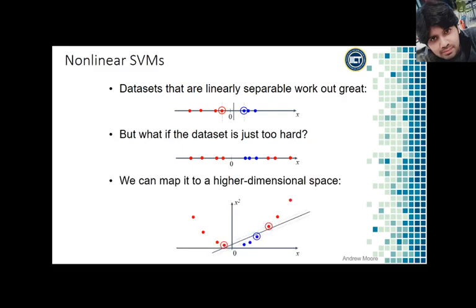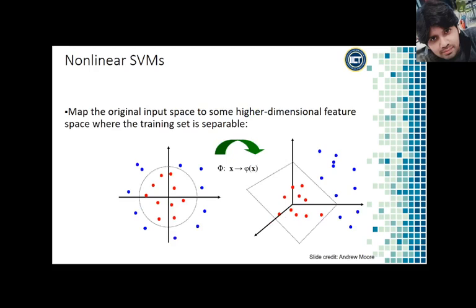We can map it onto a higher dimensional space, as I already told you, using the example of a line drawn on the paper that we can just fold to project it onto a higher dimensional space. So this is an example of mapping it to a higher dimensional space and transforming this non-linear problem into a linear classification problem. So what we want to do is map the original input space to some higher dimensional feature space where the training data is separable.